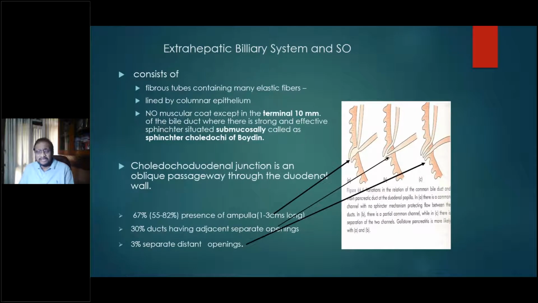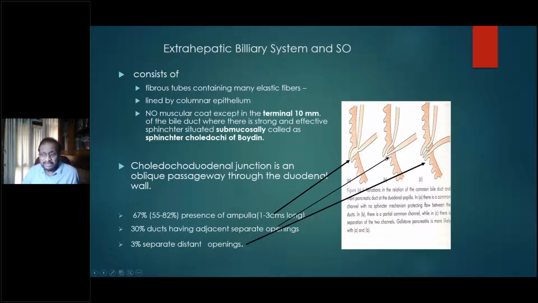Right. So let's talk about the extrahepatic biliary system and the sphincter of Oddi, because we need to know in short what we are basically talking about. What is the sphincter of Oddi? Now remember, the CBD, which is coming out here, is basically just a fibrous tube. It's elastic fibers and fibrous tissue along with a single layer of columnar epithelium, right? There's no muscle except in the terminal 1 centimeter. And this terminal 1 centimeter is partly extramural and partly intramural, right? So part of it is lying inside the duodenal wall, part of it is not.